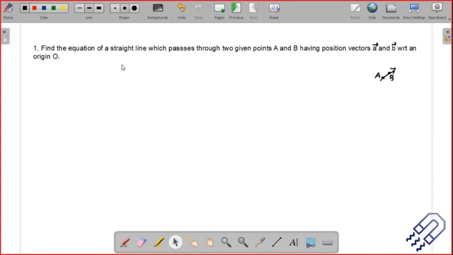So what I can do is probably give you a hint on how to solve this particular problem. You have to find the equation of a straight line which passes through two given points A and B, having position vectors A and B with respect to the origin O. If you remember, yesterday I did tell you about position vector.